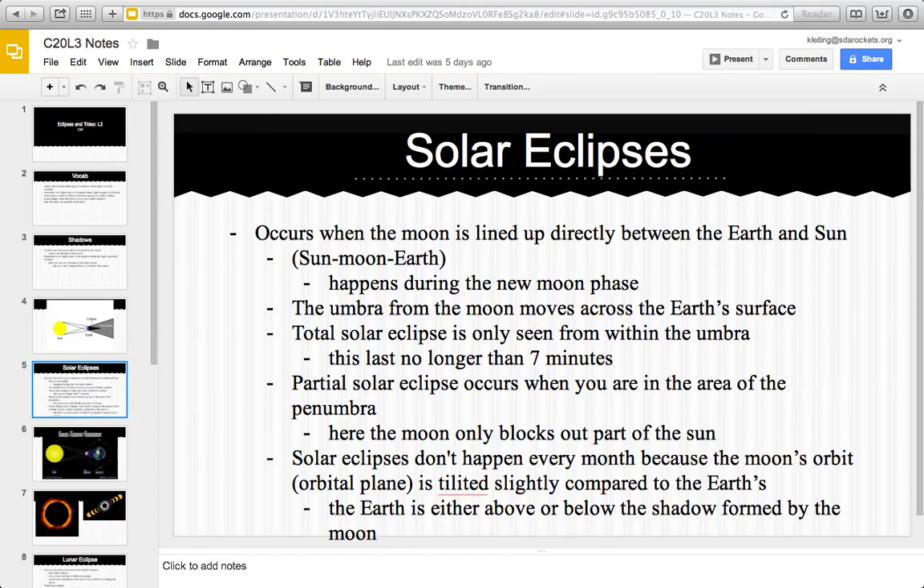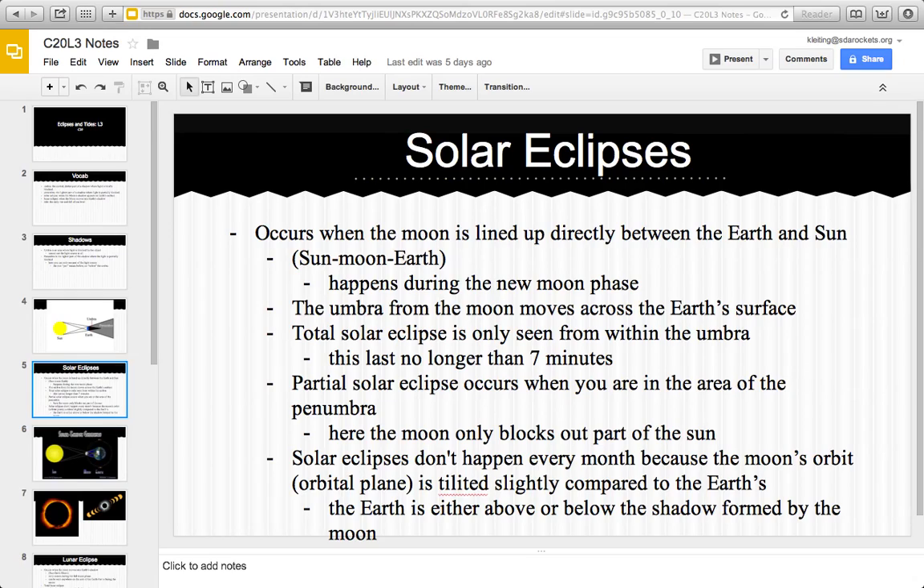Alright, so solar eclipses occur when the moon is lined up directly between the Earth and the sun. So it goes in this order: sun, moon, Earth. This happens during a new moon phase. The umbra from the moon moves across the Earth's surface. Total solar eclipse is only seen from within the umbra.